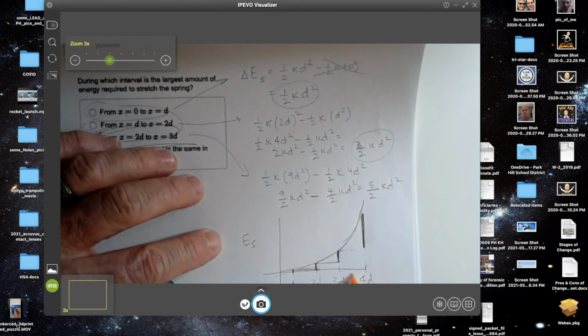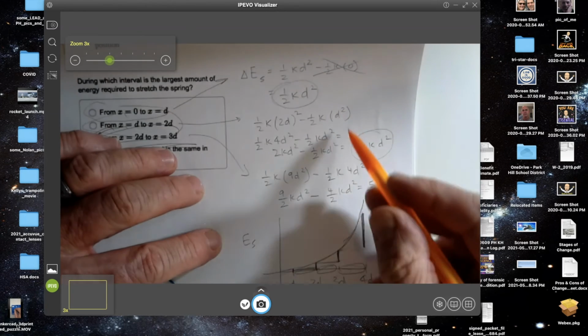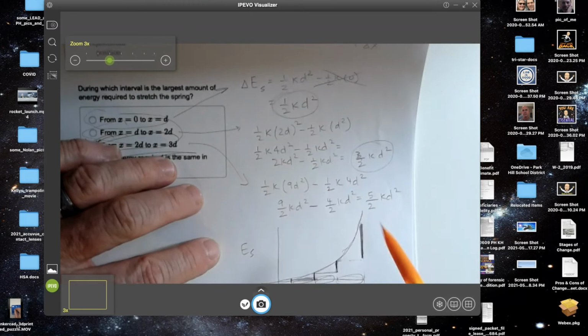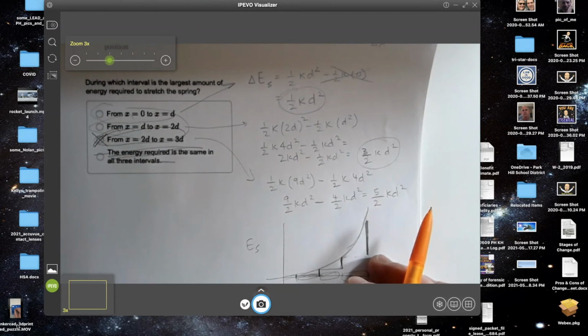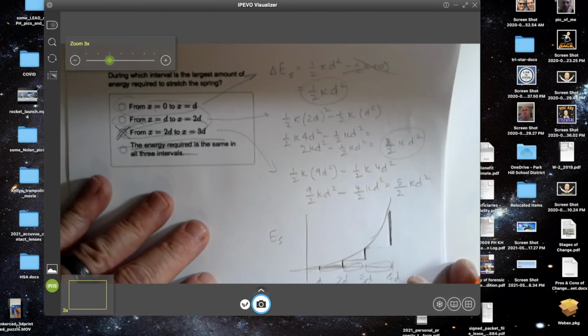And the interval from one point to the next point, that difference amount of energy is growing. The reason really is because of the parabolic nature of the graph. All right?